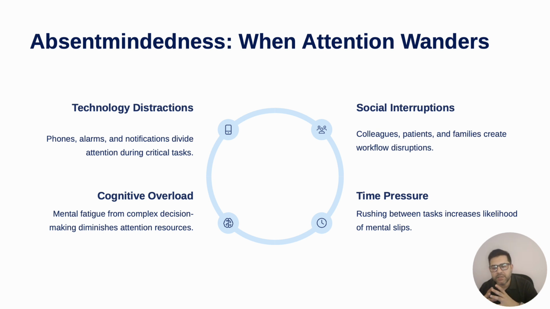Second is minimizing distractions. In critical areas like medication rooms or procedure areas, can we reduce the noise, interruptions, and any non-essential conversations? The third is work standardization. By making tasks routine and almost like muscle memory, we reduce the cognitive load, making it harder for our minds to wander off course. And this is about building habits that are hard to deviate from even when distracted.